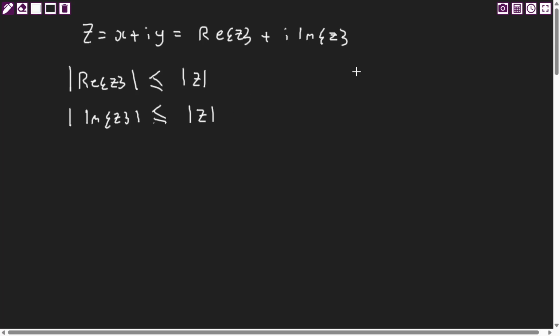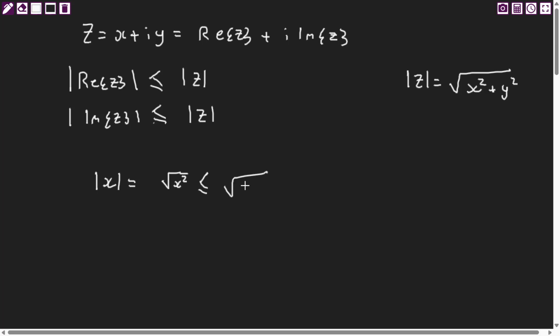Okay, so remember what the modulus means. The modulus of z is going to be the square root of x squared plus y squared, the square root of the real part squared and the imaginary part squared. So the modulus of the real part is just the modulus of x, which is equal to the square root of x squared, and it's quite easy to see that this is less than or equal to the square root of x squared plus y squared, which is equal to the modulus of z.